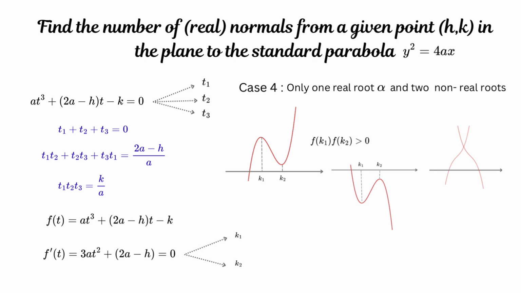We can actually evaluate the locus for this case using the same calculation as in case 1. The expressions for f of k1 and f of k2 are identical. The only difference is that instead of a less than sign, we now have a greater than sign. So, the locus for case 4 is x greater than 2a and 27a times y squared is greater than 4 times (x minus 2a) cubed, together with all points for which x is less than 2a, since in that region the cubic has no turning points and hence only one real root.